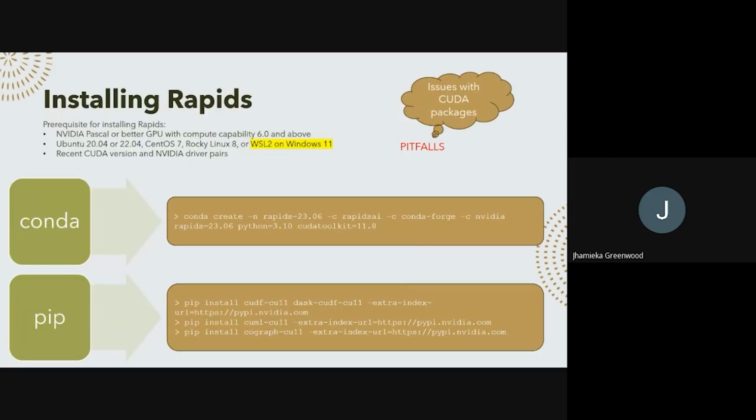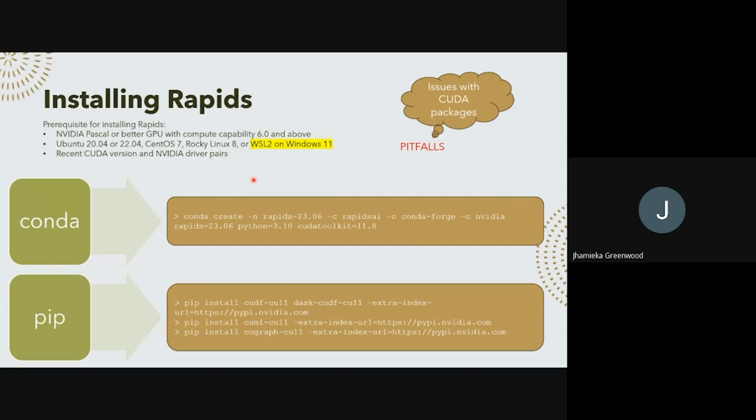And then quickly moving on to installation. To add on to that point, with installing, you need an NVIDIA Pascal GPU or better. This is a list of operating systems that it works with, and you need a recent CUDA version and NVIDIA drivers to work with it. And same as PyVista, you have two pathways to install it: Conda, which probably would be the easier one to deal with, and then pip install.